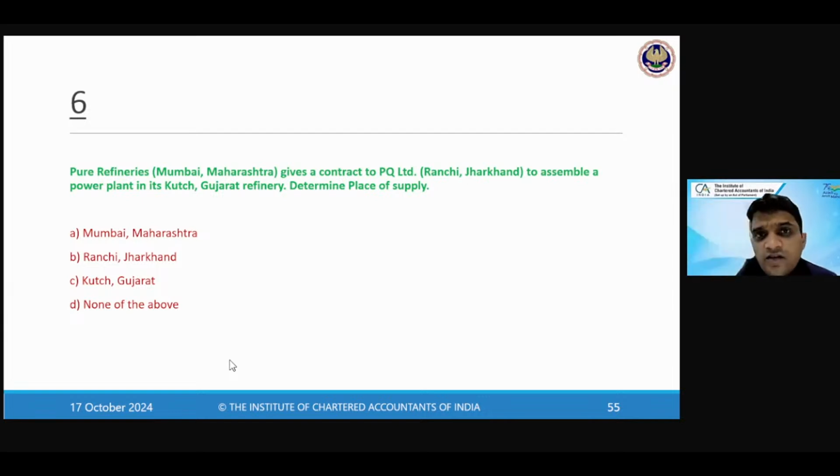Deepak, in your previous example, you assumed that it was returned. That was not returned because nowhere in the facts they have mentioned that the machinery was returned. The machinery was with Mr. B itself. So that's why the place of supply will be the location where the machinery is located.